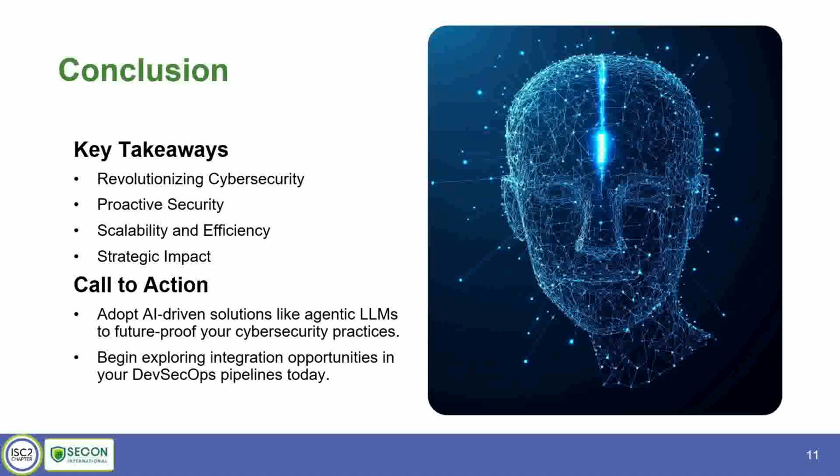As we conclude, let's recap the key takeaways from today's presentation. First, agentic LLMs are transforming cybersecurity by automating traditionally labor-intensive tasks like code reviews. They don't just make these processes faster, they make them smarter and more accurate. Second, this approach enables a proactive security posture. By continuously aligning with evolving standards, organizations can stay ahead of emerging threats.